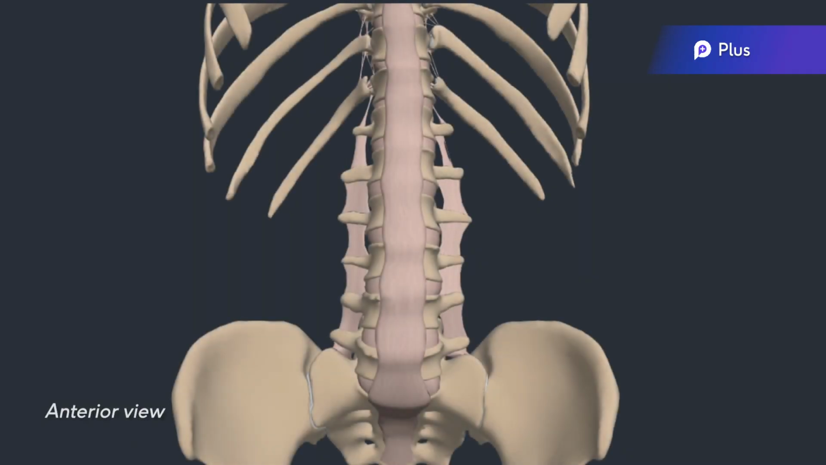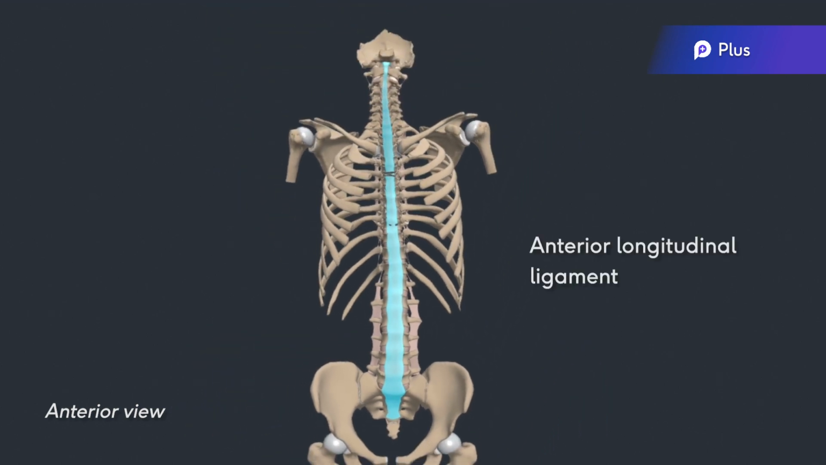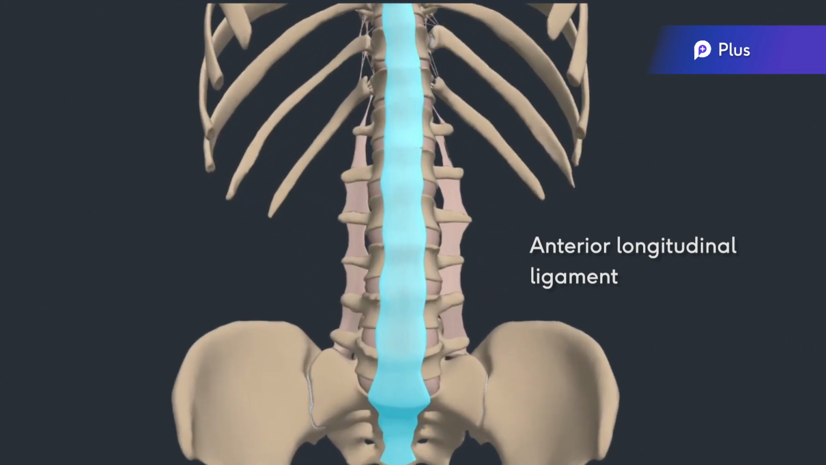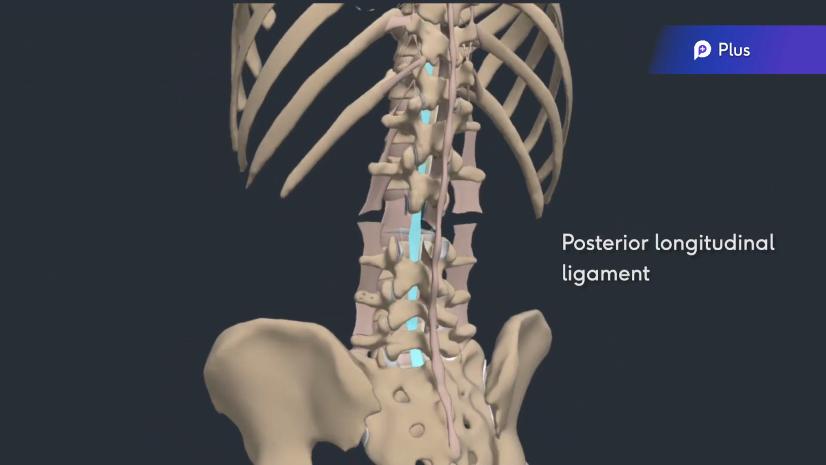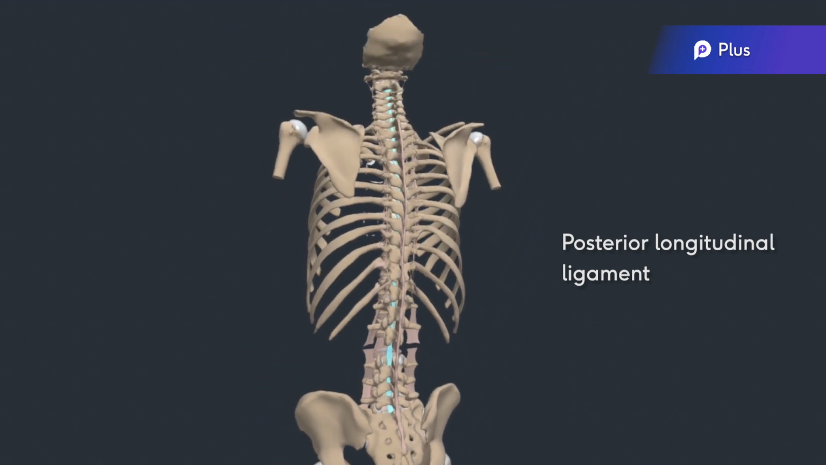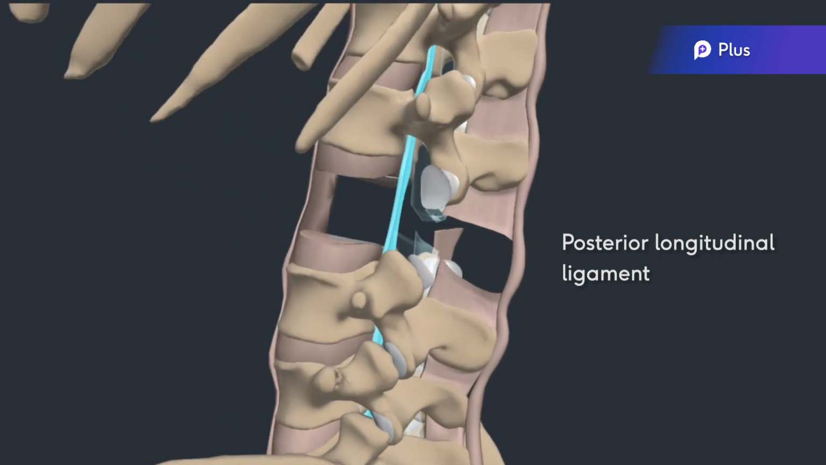On the anterior surface of the vertebral bodies is the anterior longitudinal ligament. This ligament starts at the base of the skull and runs down to the sacrum. It reinforces the intervertebral disc and limits extension of the spine. On the opposite side of the vertebral body is the posterior longitudinal ligament, which runs from the second cervical vertebra down to the sacrum. It is particularly important in reinforcing the intervertebral disc and limits flexion of the spine.